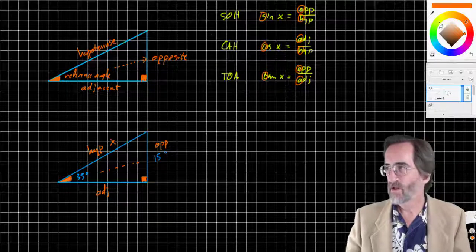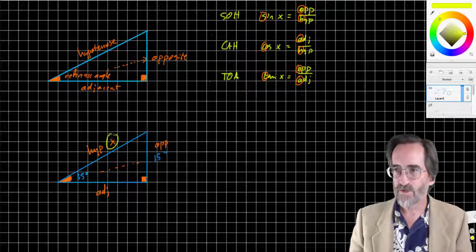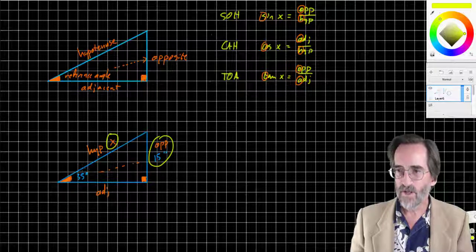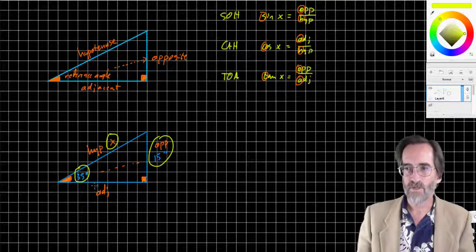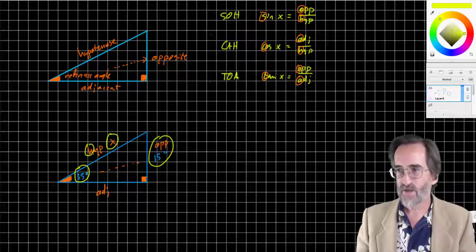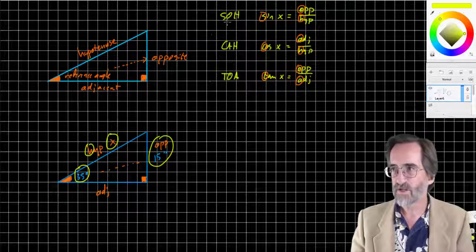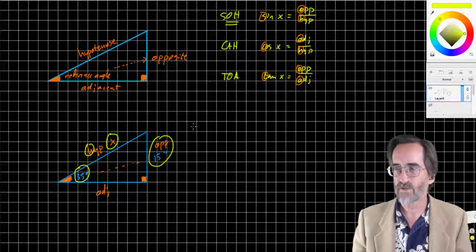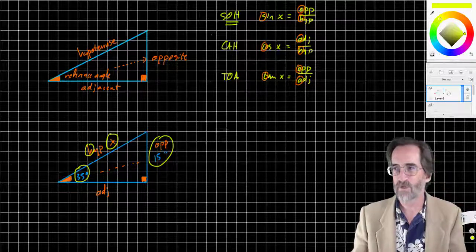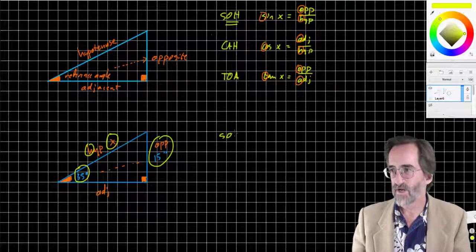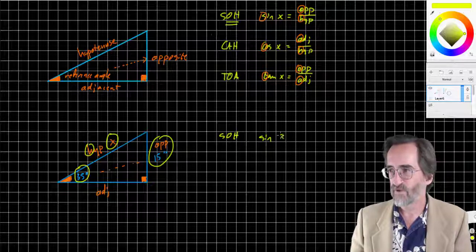Okay? So take the side that you want to know, the side that you do know, and the reference angle and write an equation. Okay, we have opposite and hypotenuse. We need opposite and hypotenuse again. Oh, it looks like that's going to be sine. So we're going to use sine. Sine is opposite over hypotenuse. So we're going to write sine of 35 equals opposite 15 over hypotenuse x.